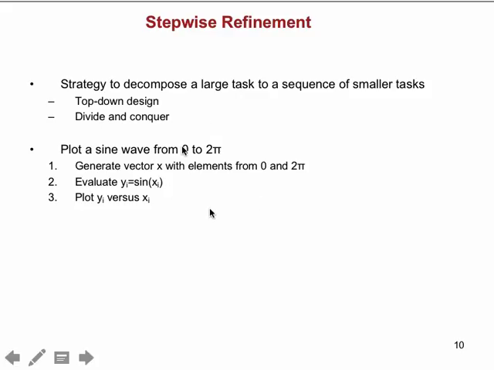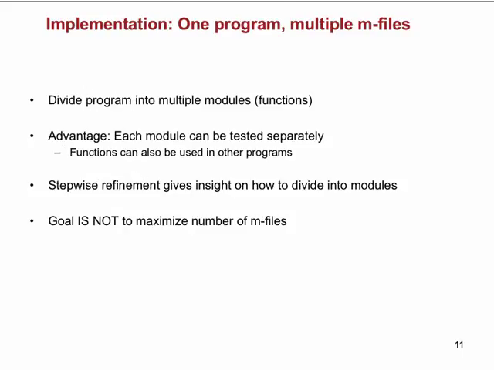So let's say that this so-called top-down design is basically if you're going to plot the sine wave, then mentally say, okay, I have to generate myself a vector between 0 and 2π. Then I'm going to evaluate what I'm going to plot. Then I'm going to plot it. So sketching that and writing them down helps you also write the program.